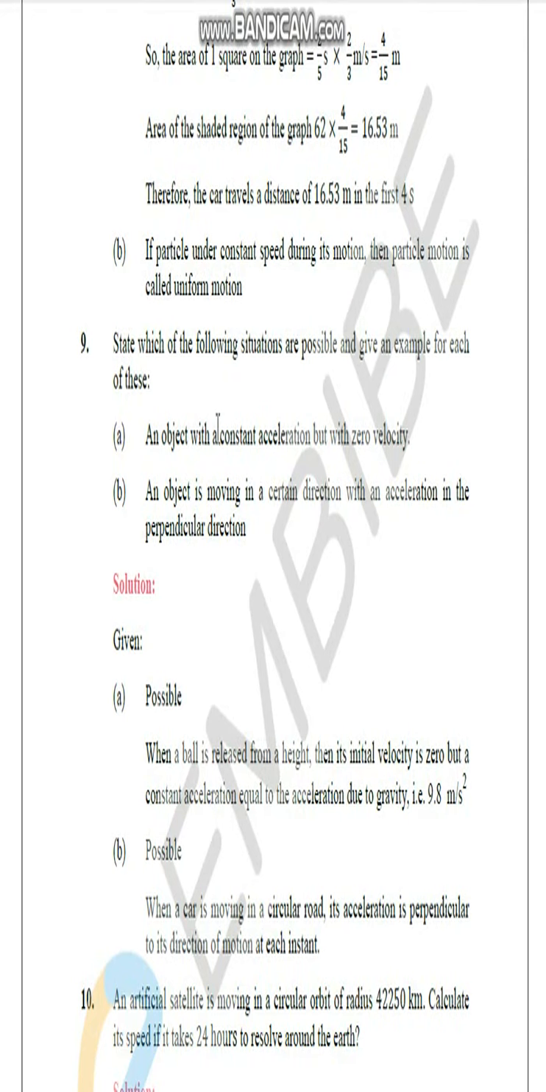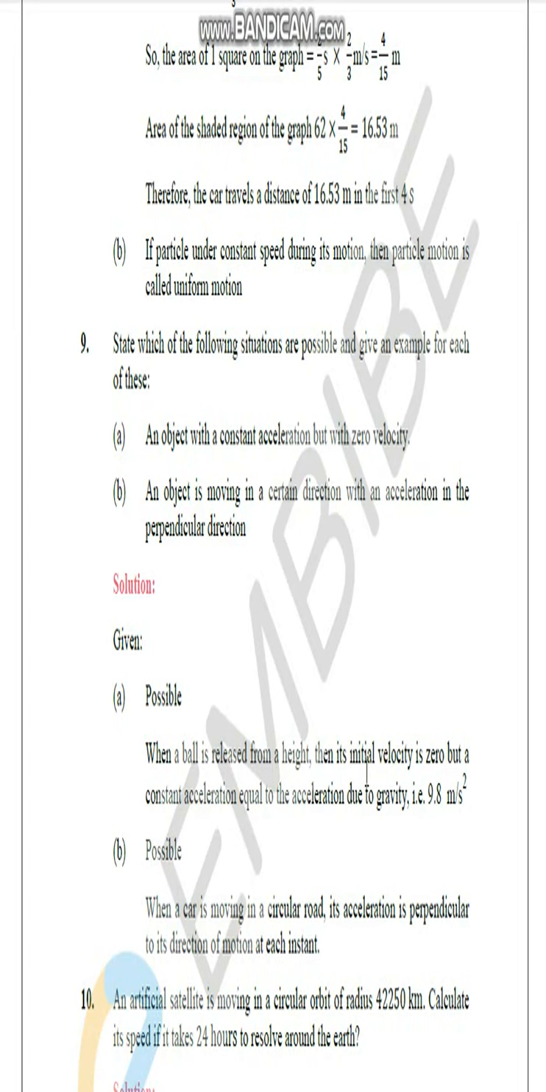Now, state which of the following situations are possible and give an example for each. An object with a constant acceleration but with zero velocity. Is it possible for an object to have constant acceleration but zero velocity? Yes, it is possible. When we hold a ball at a height, its initial velocity is zero because it is at rest, and acceleration is there because of gravity. So the answer is yes, possible.